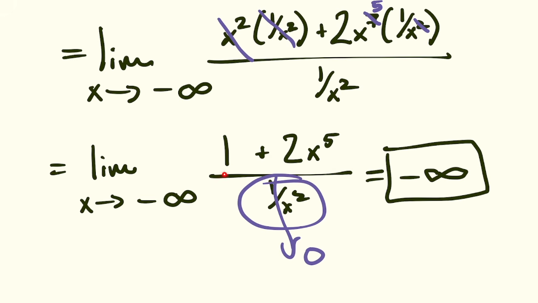The fact that we're adding one is negligible. And the 5th power, again, means that the negative sign is going to survive because we've got an odd power here, and this is just going to blow up in our faces. So the limit as x goes to negative infinity of x squared plus 2 times x to the 7th is negative infinity.